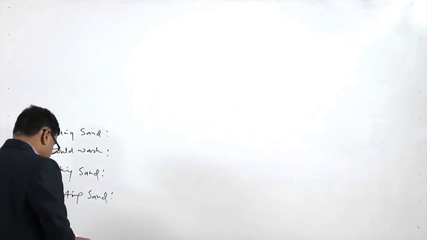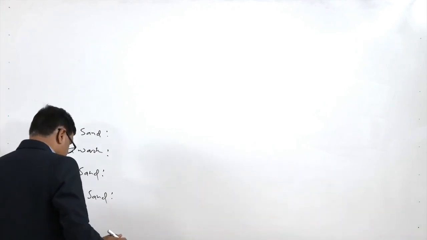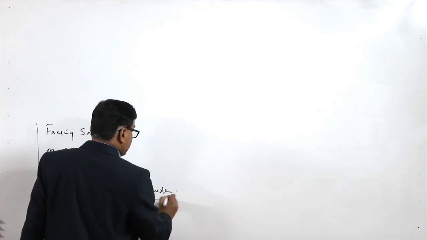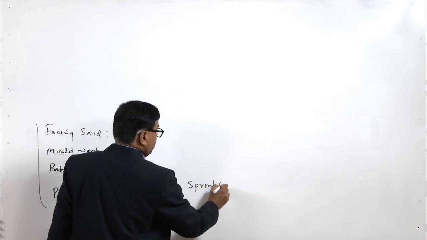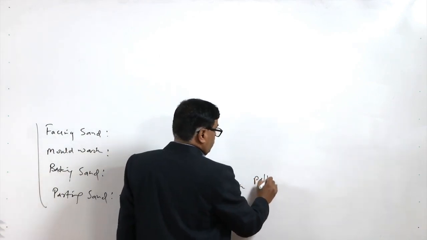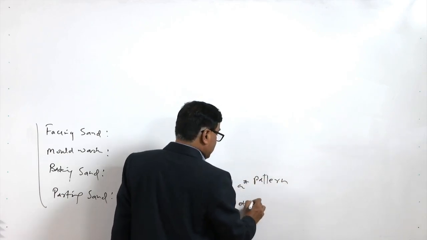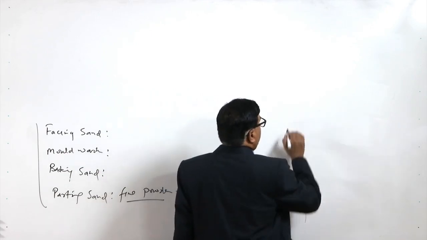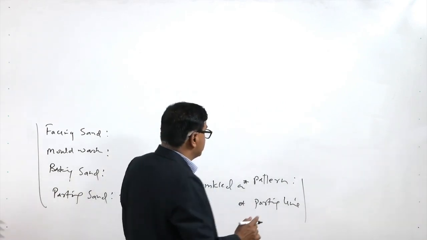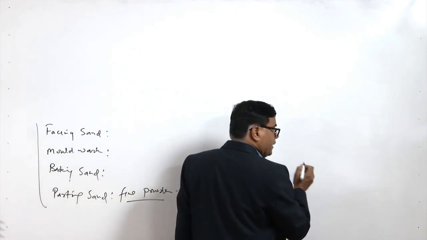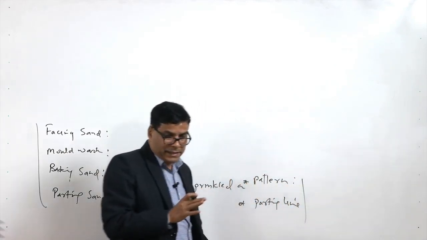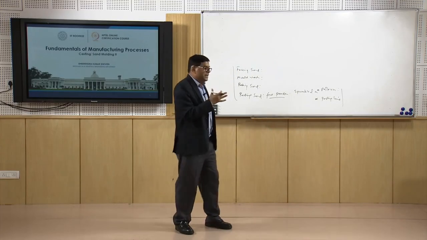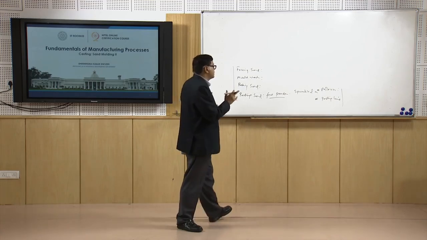Parting sand is basically very fine powdered sand which is sprinkled over two things. One is the pattern and another is the parting line. So, when the parting sand is sprinkled over the pattern, it facilitates the easy withdrawal of the pattern out of the mould. So, the chances for the damage of the mould walls is reduced.